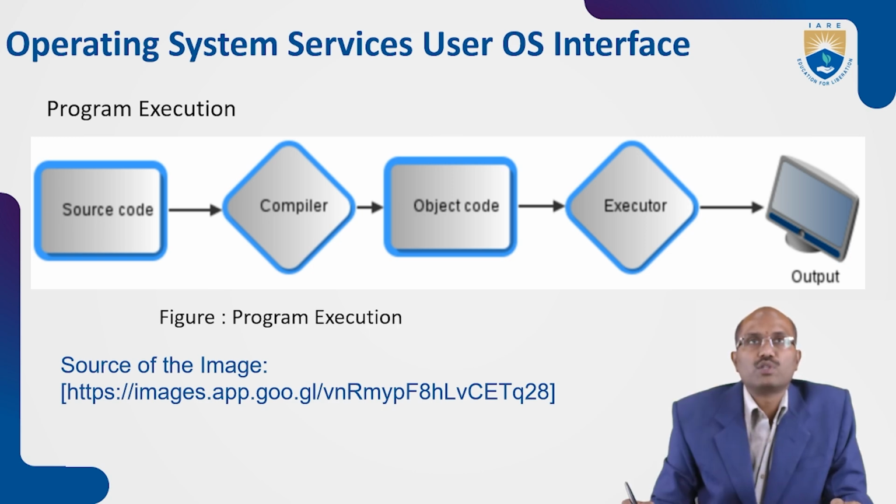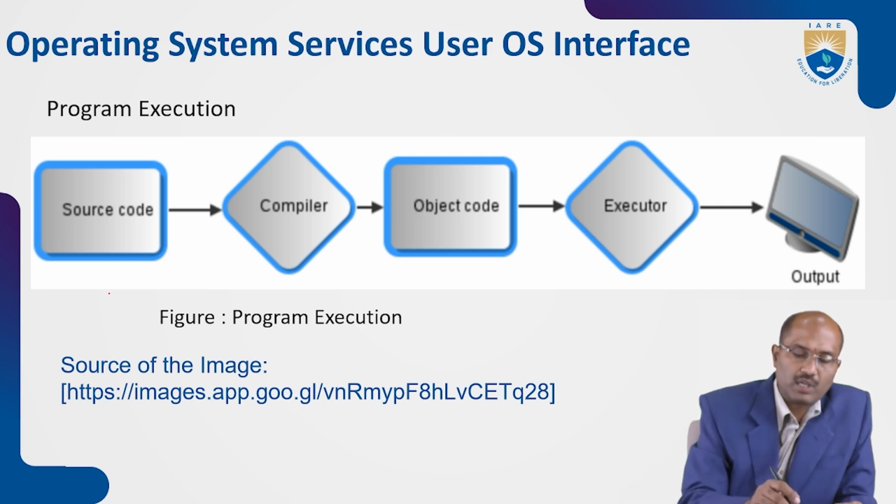The program execution starts from the source code, which is then given to the compiler. The compiler generates the object code. The object code is given to the .exe file, then the computer produces the output. This is the step-by-step instruction of how the program is executing.